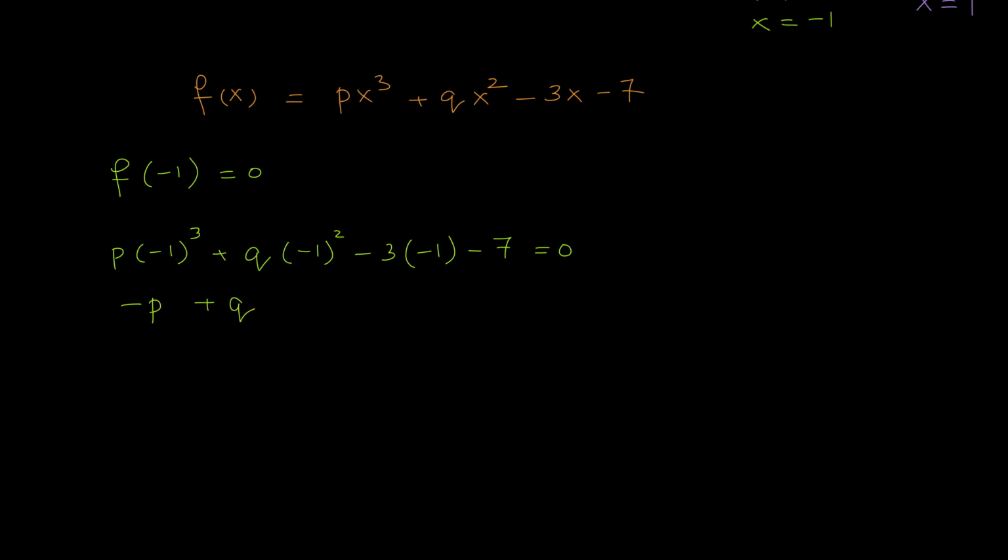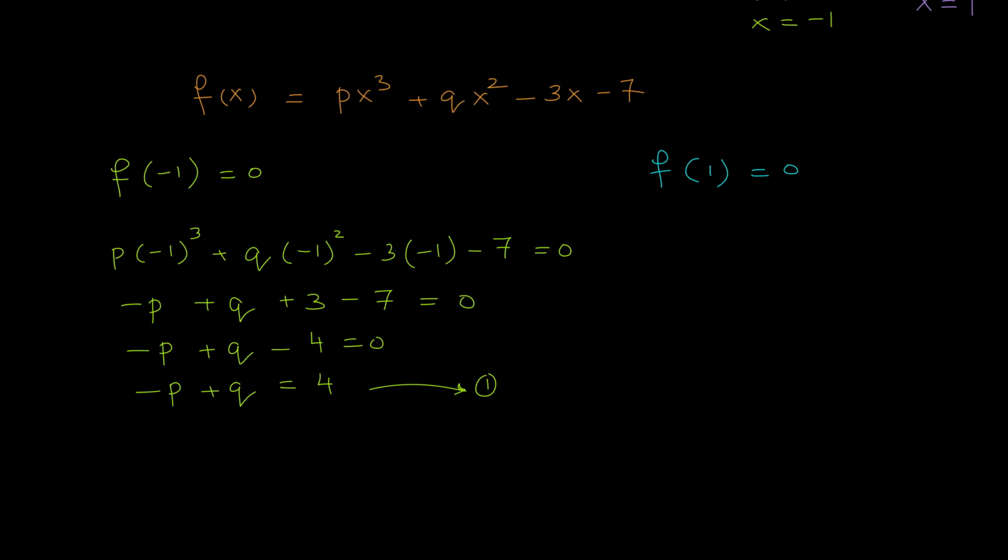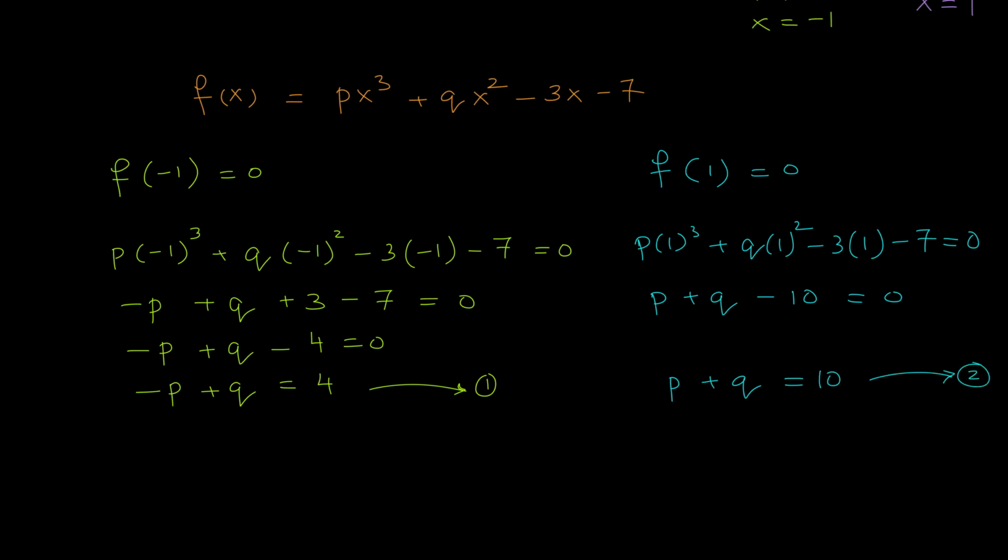Negative p, positive q, positive 3, negative 7 equals 0. Negative p plus q minus 4 equals 0. Therefore, negative p plus q equals 4. This is equation number 1. Similarly, applying the second condition, f(1) equals 0. So p times 1 cubed and q times 1 squared, minus 3 into 1, minus 7 equals 0. p plus q minus 3 minus 7, which adds up to negative 10, equals 0. Therefore, p plus q equals 10. That is equation number 2.